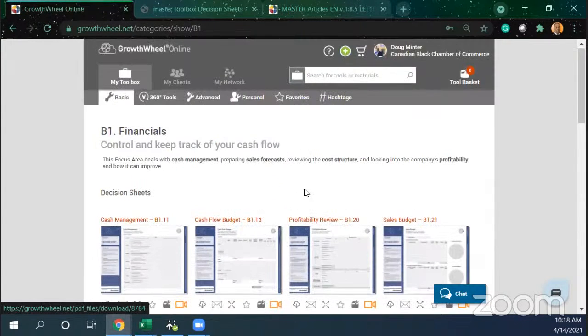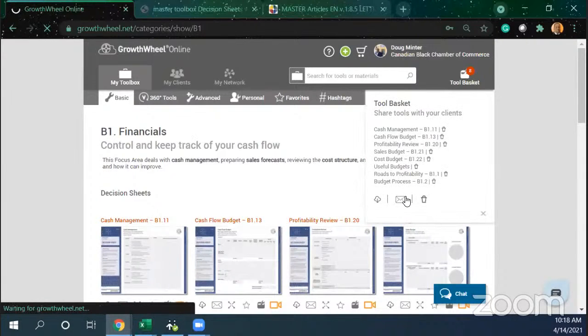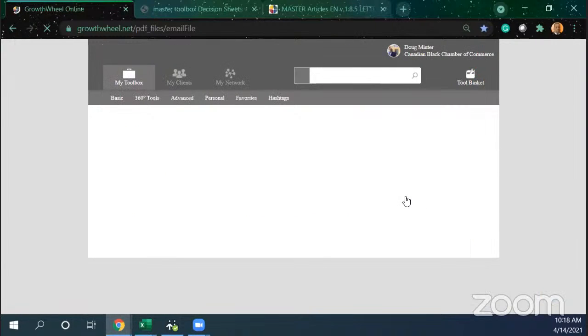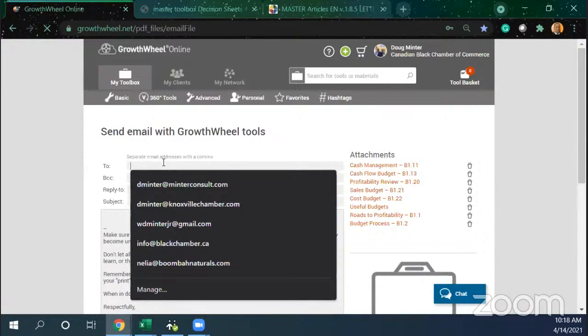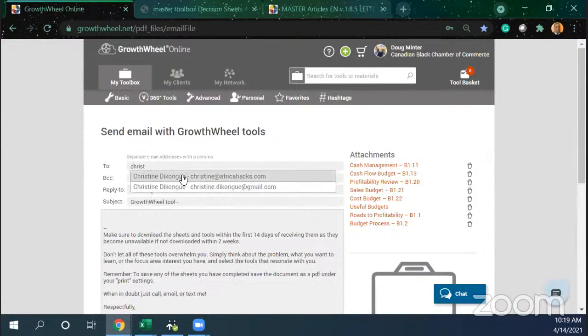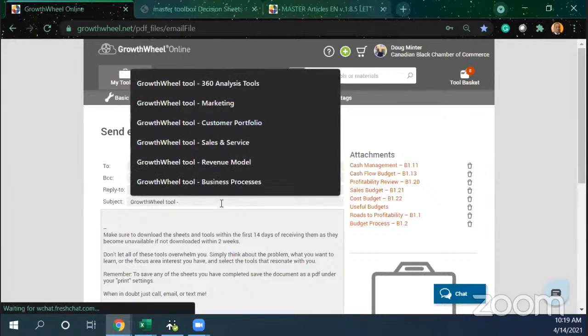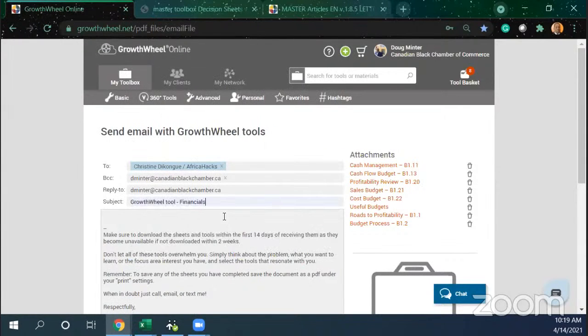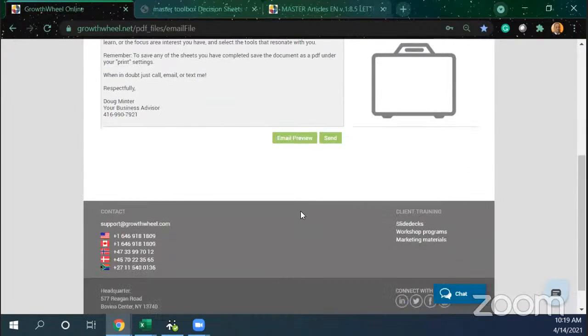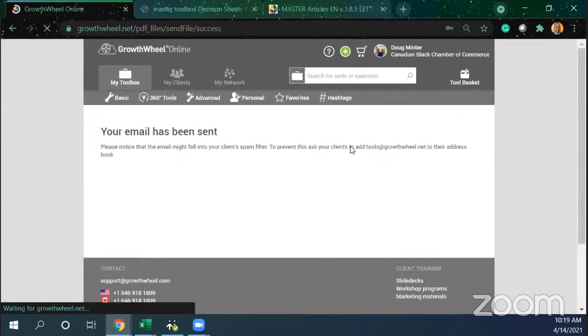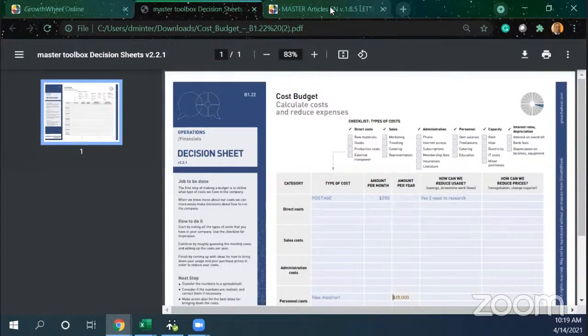But I think the best thing to do, instead of just talking about everything with financials, the budget is number one. You got to know what your costs are. You got to know what your budget is. If you have all your costs and all your budgets, then you're in great shape. And Christine, I just sent that to you so you can share those with everyone in the group.